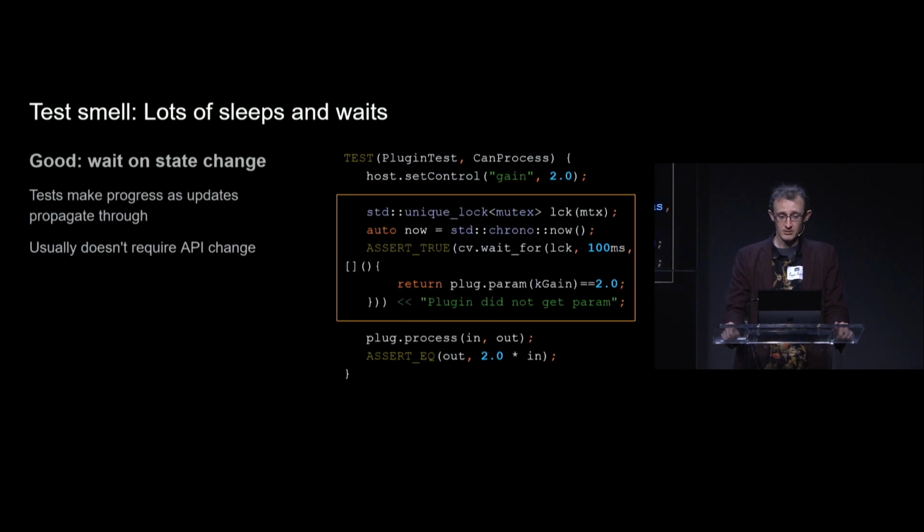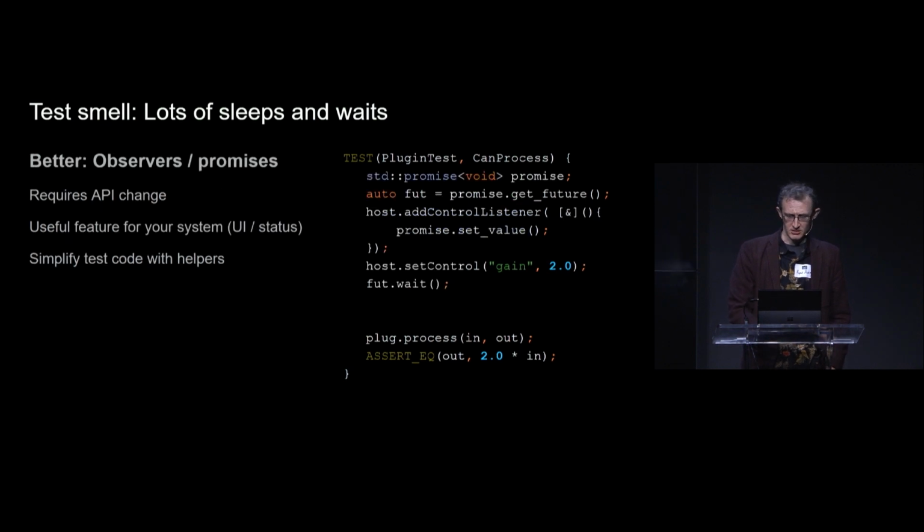So, a little bit better. Let's wait on a state change. Let's say we set a host control to 2.0. It's going to wait until that value is actually received and set in the plugin. Well, this is an easy change to make because it usually doesn't require production code changes.